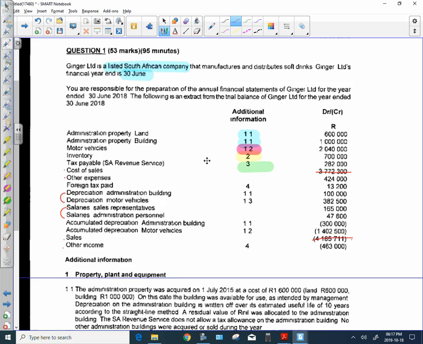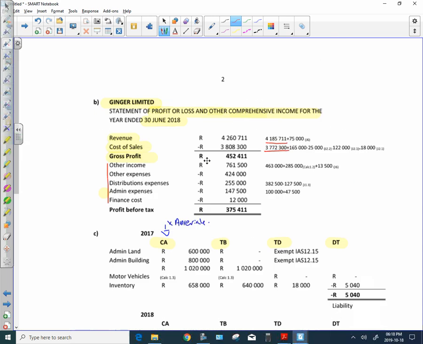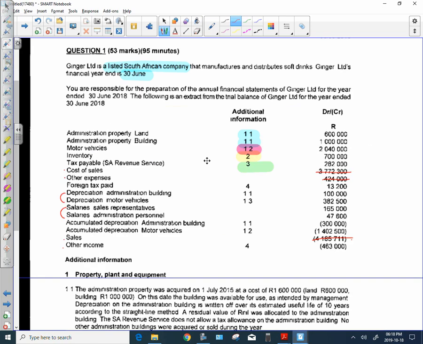Okay. Then they've given us other expenses to the value of 424,000. Other expenses, you can have your calculation 424. We don't know if anything is going to be added or subtracted as we go through the information. Right, so we've got cost of sales, other expenses have been dealt with, sales, and other income. Then you'll see there's depreciation on admin buildings and motor vehicles. There is salaries for the sales reps and salaries for the admin personnel.